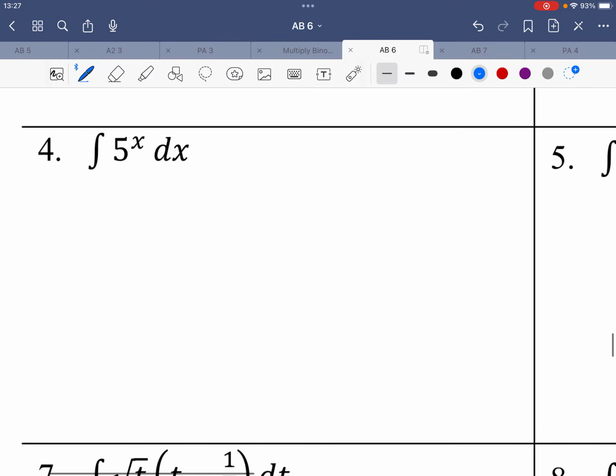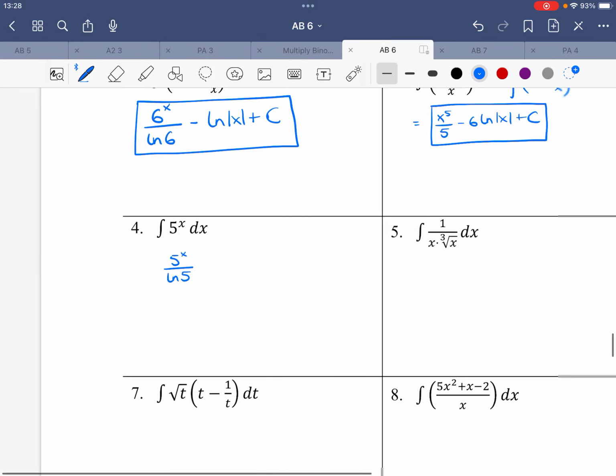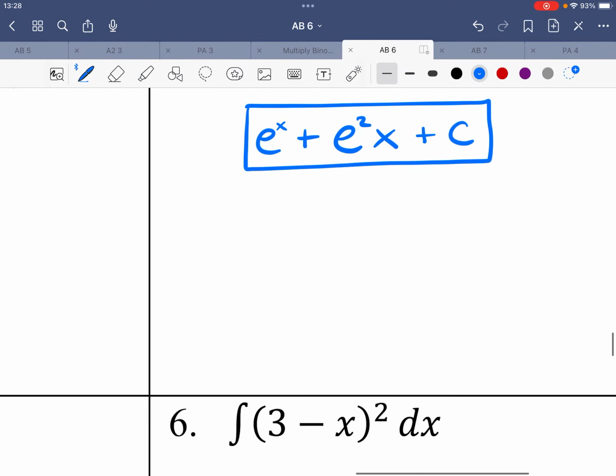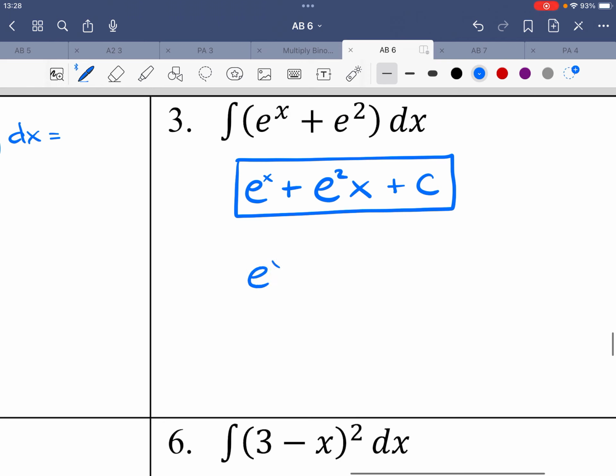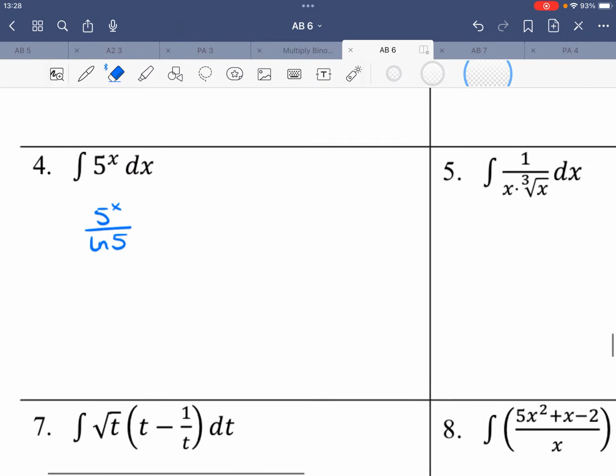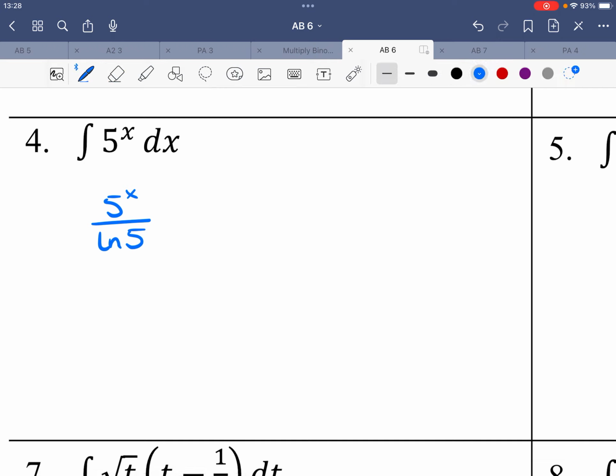Number 4, it's another example of the exponential, where it's going to be itself, but divided by the natural logarithm of the base. By the way, here, for e to the x, it's also e to the x divided by natural logarithm of itself, except that natural logarithm of e is 1. That's why the denominator disappears, but it's the same formula as here. And in this case, we just need a plus c, and that's it.